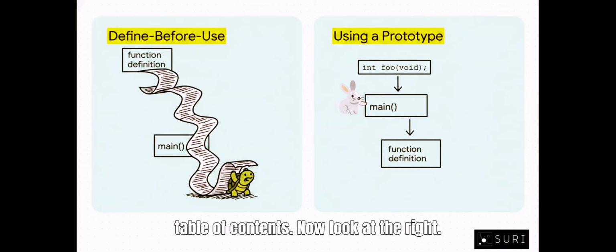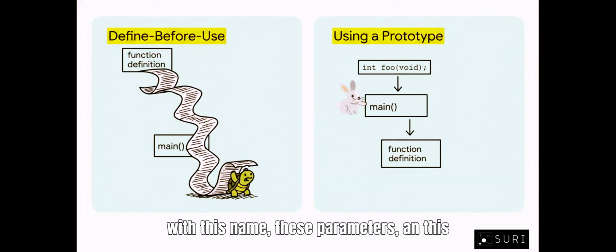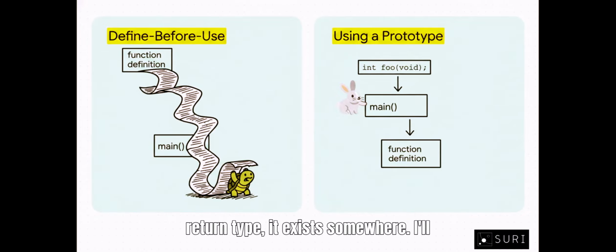Now look at the right. That's a prototype. It is the table of contents. It's just one line that tells the compiler, hey, trust me, a function with this name, these parameters, and this return type, it exists somewhere. I'll show you the full code later. This lets you organize your code so much better, with main right at the top where it belongs.